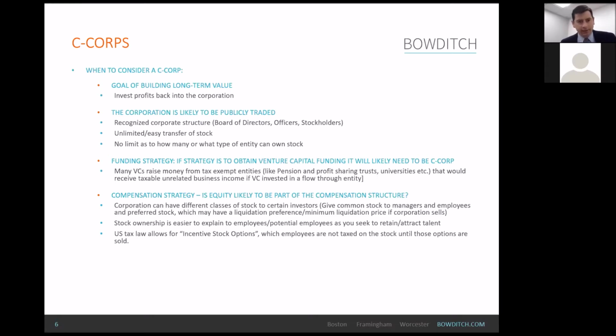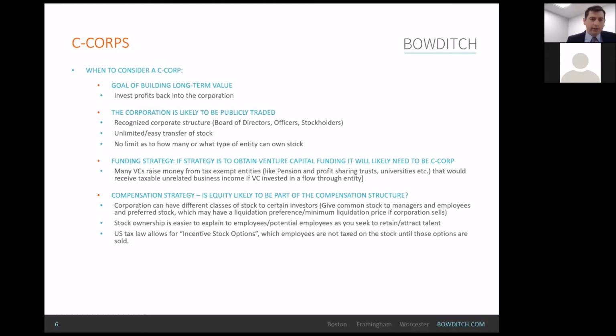Finally, compensation strategy. One thing that the corporation has going for it are some of the ways that you can compensate and retain talent. Obviously it's one of the important considerations for a startup. You might not have much cash flow. How are you going to bring people into your company? How are you going to keep them there? One way you can do that is through setting up a stock ownership or stock plan that allows employees to earn and have stock vest over the course of their service to the company.